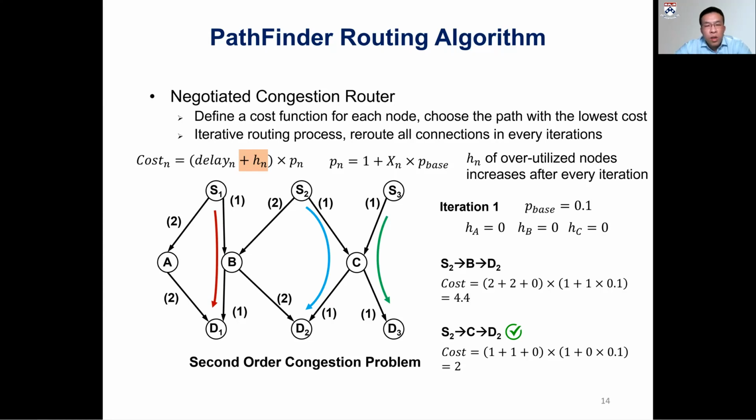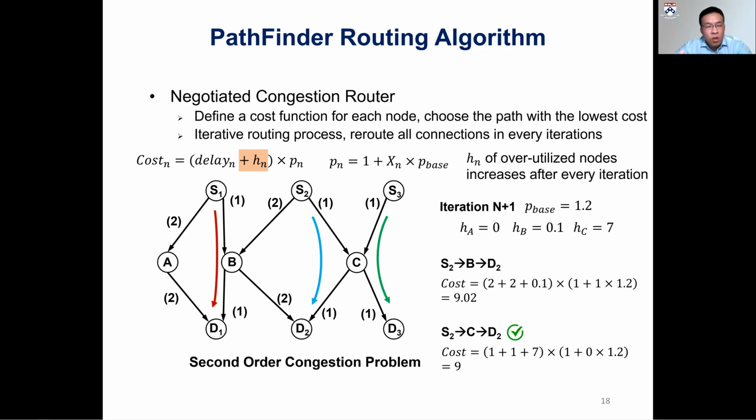So the node C is overutilized in this iteration, and the HC will be increased after this iteration. And when HC is large enough, we can see that the interconnection from S2 to D2 will be routed through node B. This leads to an overutilization of node B, so the HB will increase after this iteration. Then we can see that because of the increase of the HB, the interconnection from S2 to D2 will be routed through node C again, and this leads to the overutilization of node C.